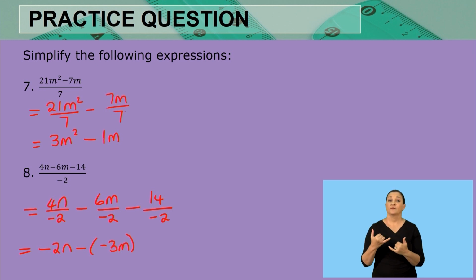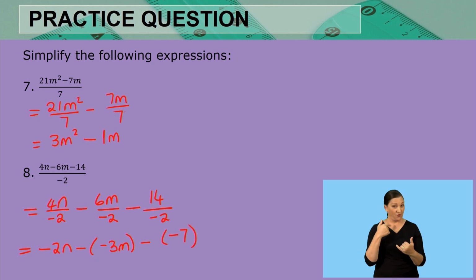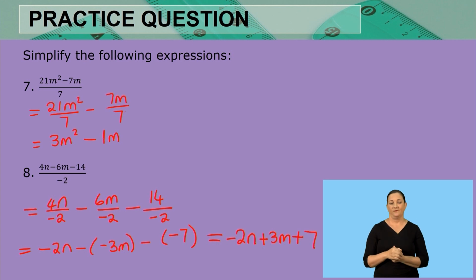And then that is going to be a 14, which is a positive 14, divided by a negative 2, that is going to give us a negative 7. But remember, if we are subtracting a negative number, then the result there, it's the same as adding its additive inverse. So this is actually going to be now negative 2n plus 3m plus 7. And that is going to be our final answer.